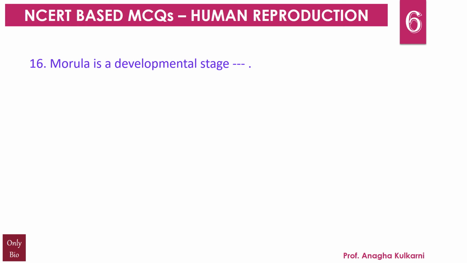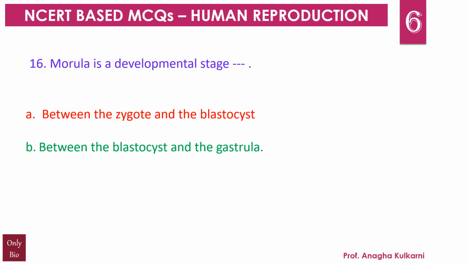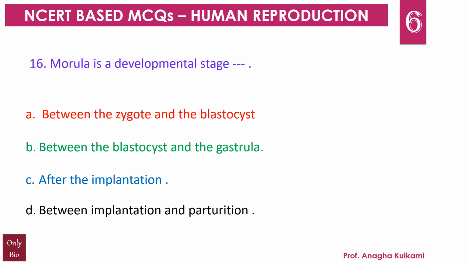Question number 16. Morula is a developmental stage dash. A. Between the zygote and the blastocyst. B. Between the blastocyst and the gastrula. C. After the implantation. D. Between implantation and parturition. And the correct answer for this question is A. So morula is the developmental stage between the zygote and the blastocyst.